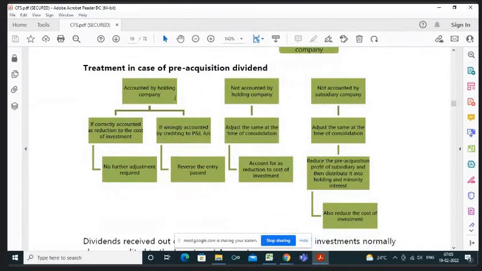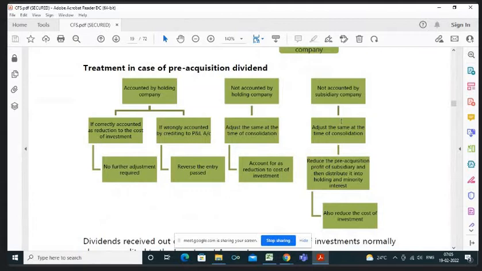In the case of holding company, if currently accounted as reduction in the cost of investment, no further adjustment required. If wrongly accounted by crediting profit and loss account, we should reverse the entry that has been passed. Not accounted by holding company, then adjust the same at the time of consolidation. We have to account it as a reduction to cost of investment.